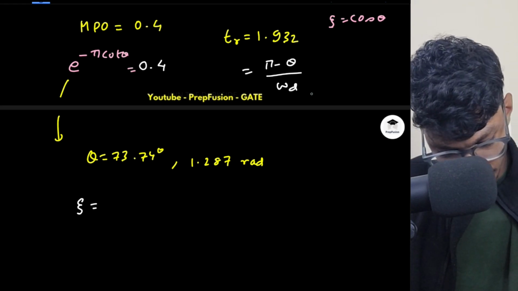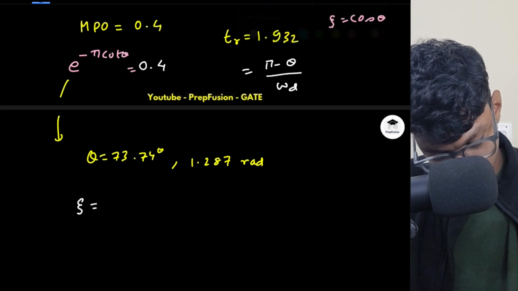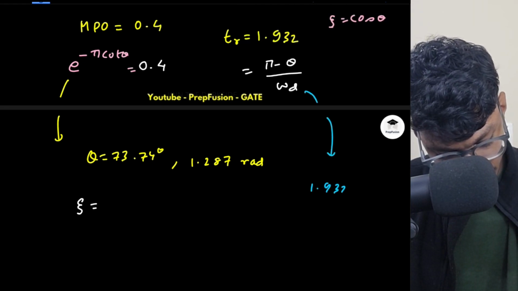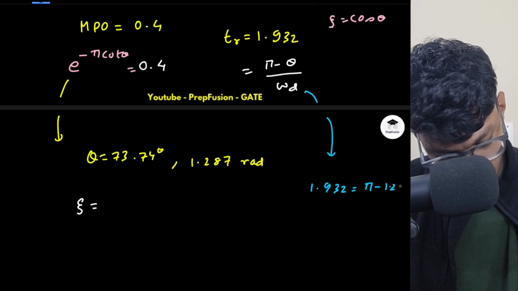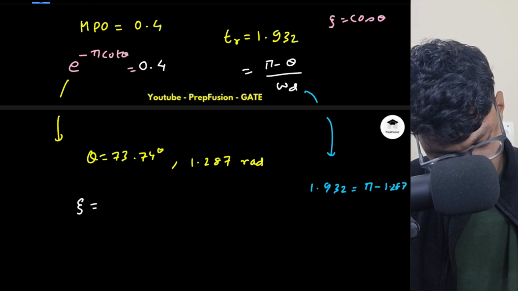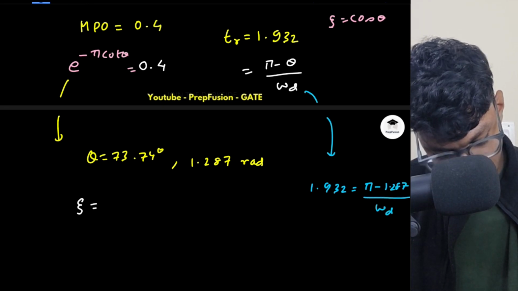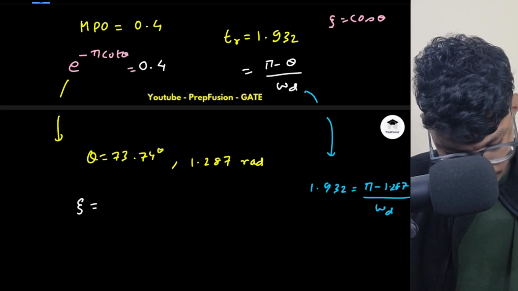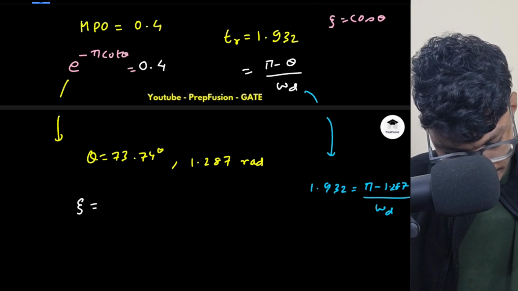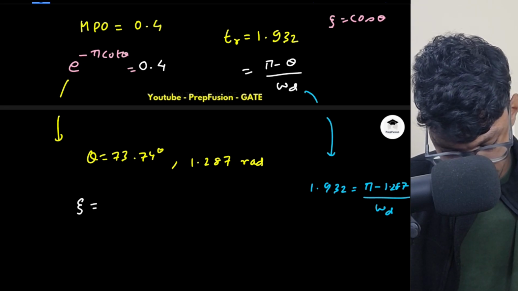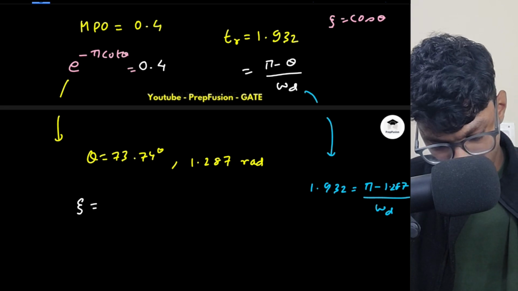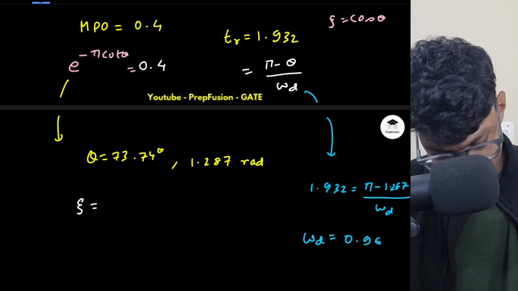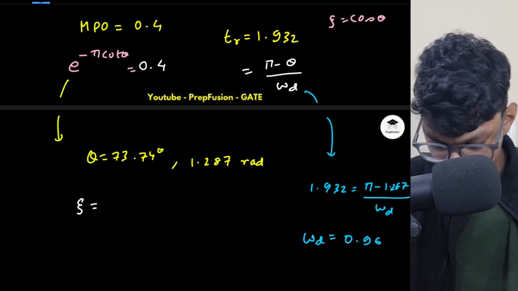So before that I want to calculate this one, because that is already present in my calculator. So T rise is 1.932. It is equal to pi minus 1.287 divided by omega d. So pi minus 1.287, and then divided by 1.932. So omega d comes out to be 0.96. Okay, what about zeta? Zeta is cos of this, right?